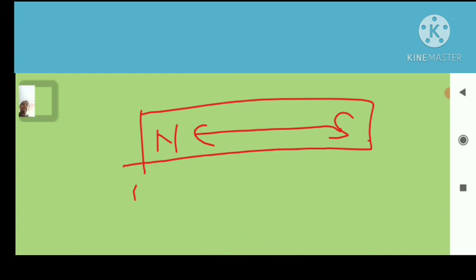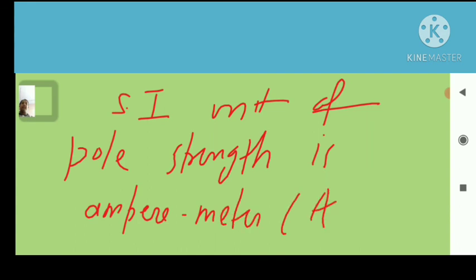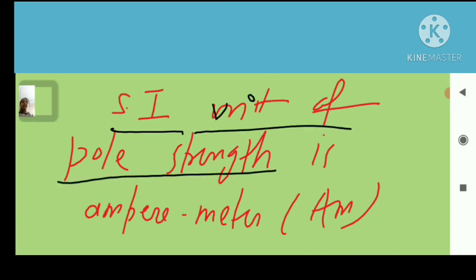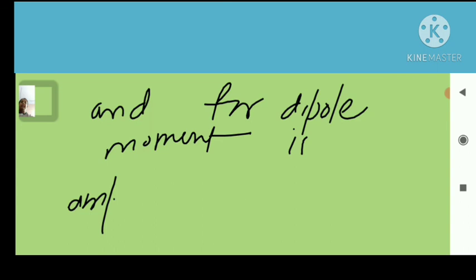And what is the SI unit here? The SI unit of pole strength is ampere meter, and for dipole moment it is ampere meter square.